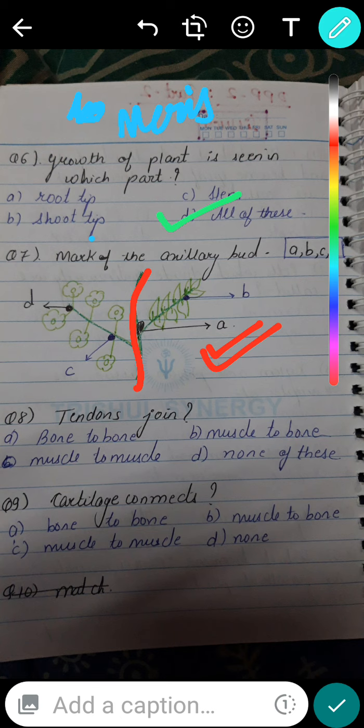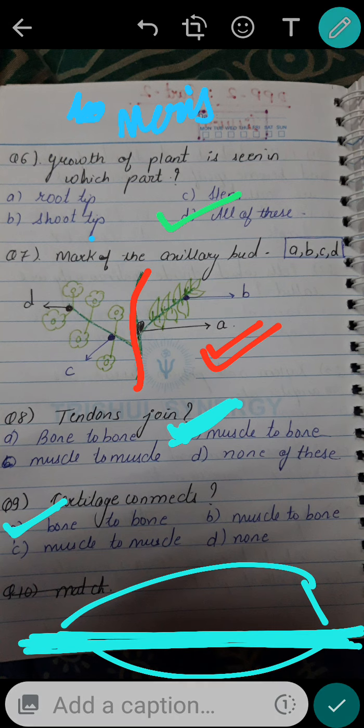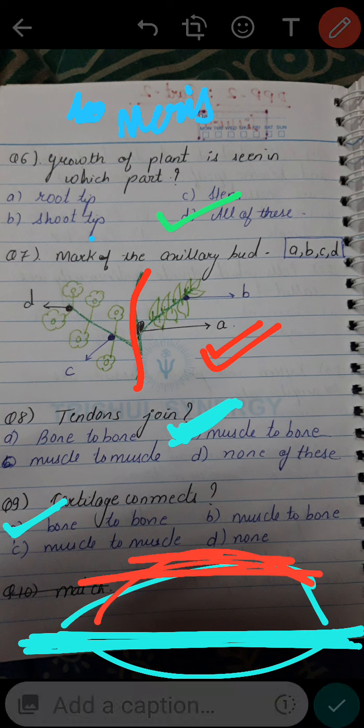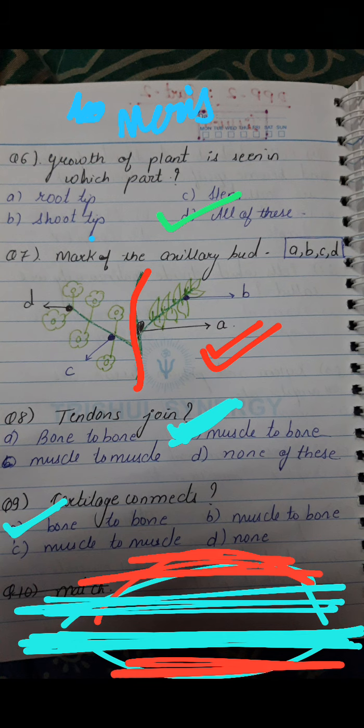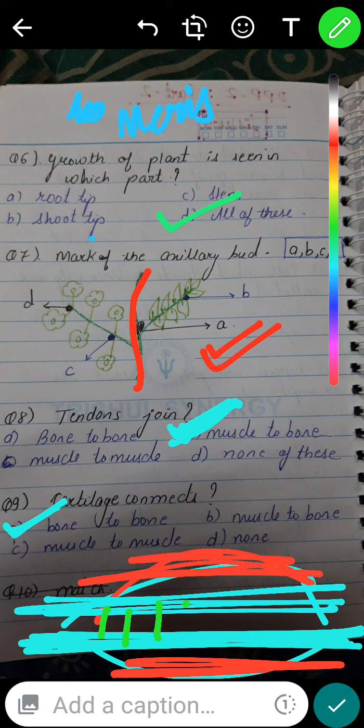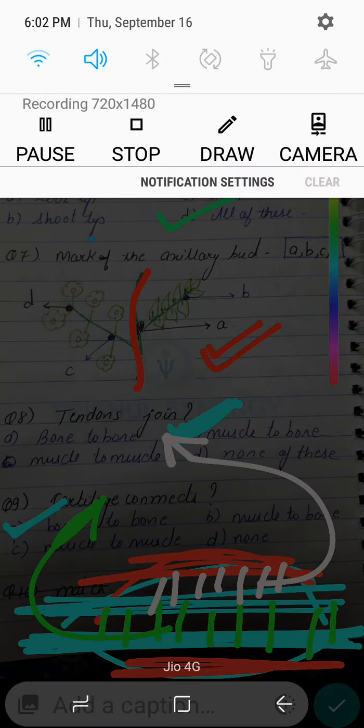Cartilage connects bone to bone, and tendons connect muscle to bone. Let's take the example of the biceps. This is bone and this is muscle, and this one is also bone. The thing which connects bone to bone is cartilage, but the thing which connects muscle to bone is tendon. Okay, now let's move on to question number 10.